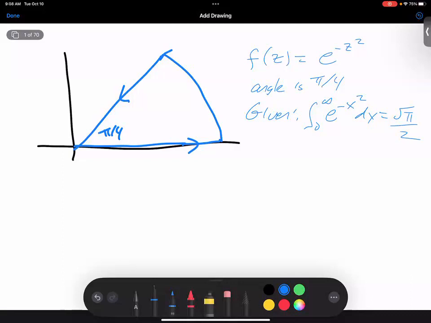Okay, so there are 3 pieces. The piece on the x-axis we know, the book tells us. We want to calculate the piece on the 45-degree line and the piece on the arc. And in a completely surprising choice of notation, we'll call the arcs or the segments gamma 1, gamma 2, gamma 3. The only chance you typically have for problems like this is if the integral over gamma 2 goes to 0. And so let's think about what's going on.